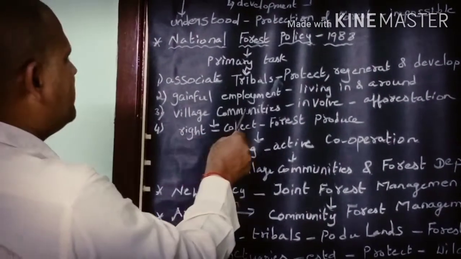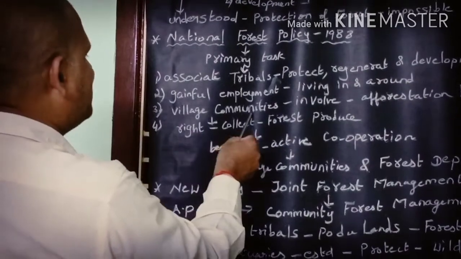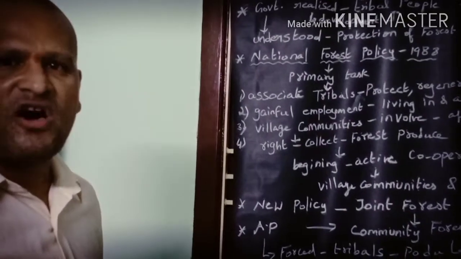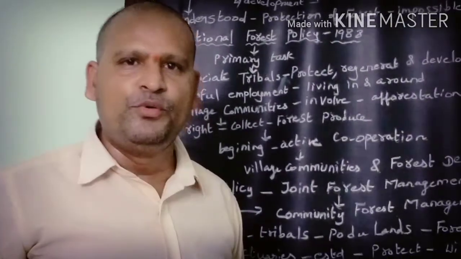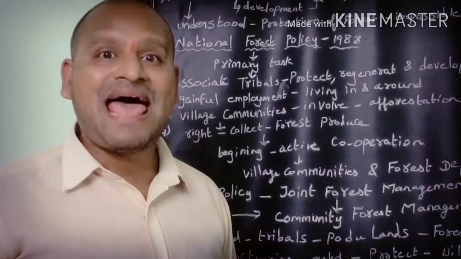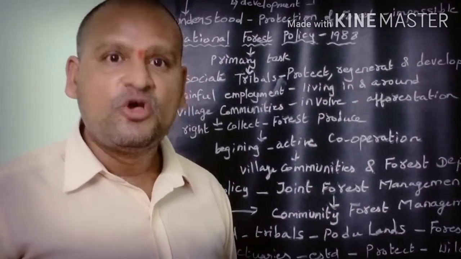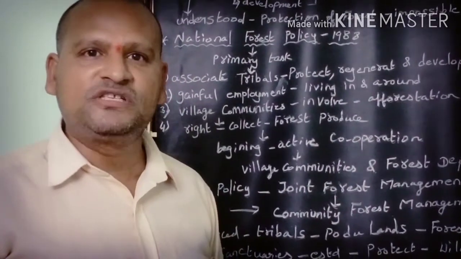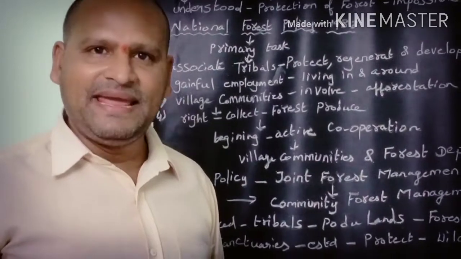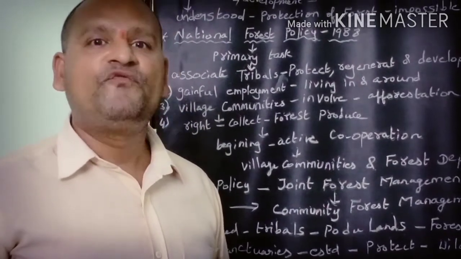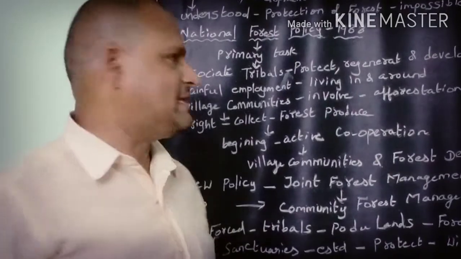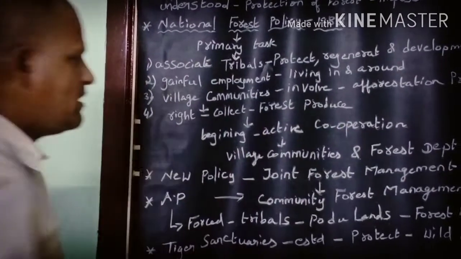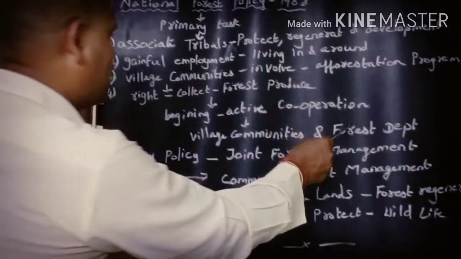In return, village communities had a right to collect minor forest produce, which means nothing but bamboo, canes, seed, grass, honey, flowers, fruits, etc. This was the beginning of active cooperation between village communities and the forest department.